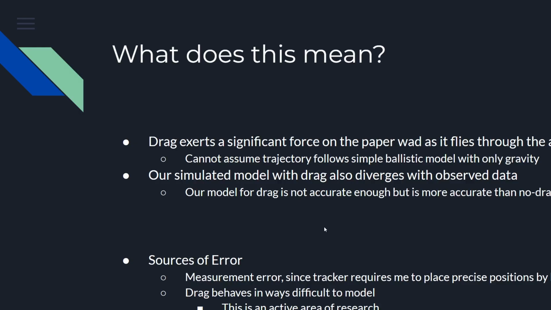What does this mean? Drag exerts a significant force on the paper wad as it flies through the air. We cannot assume the trajectory follows a simple ballistic model with only gravity. So our simulated model has to consider drag. But even the model with drag diverges from the observed data. What does this mean? Our model for drag is not accurate enough, but it is still more accurate than a no drag model.